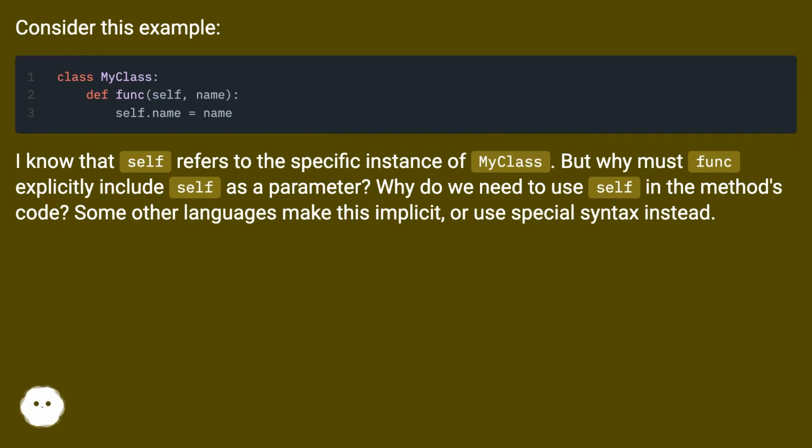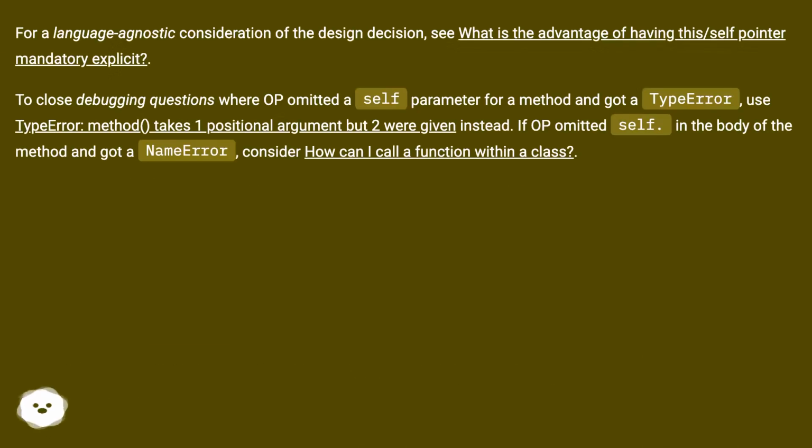Some other languages make this implicit, or use special syntax instead. For a language-agnostic consideration of the design decision, see what is the advantage of having this self pointer mandatory explicit? To close debugging questions where OP omitted a self parameter for a method and got a type error, use: type error, method takes one positional argument but two were given instead. If OP omitted self dot in the body of the method and got a name error, consider: how can I call a function within a class?